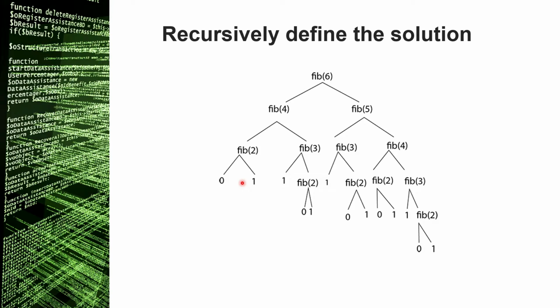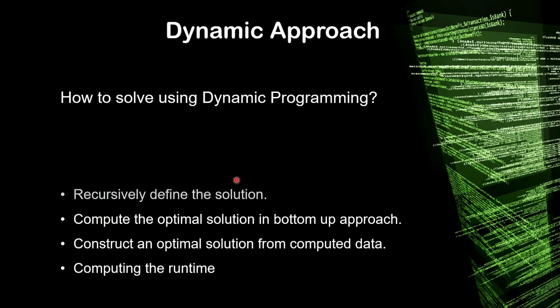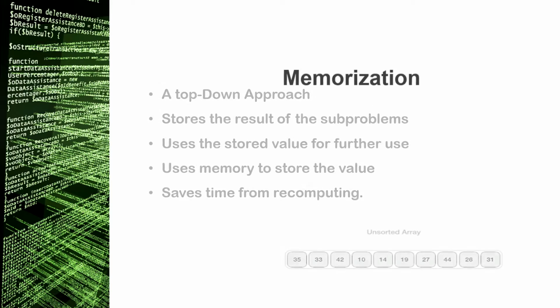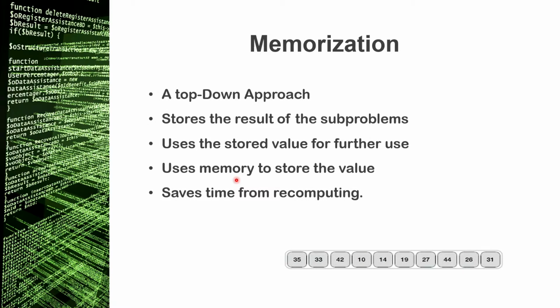Now we will use a technique called the memoization technique to get our optimal solution for the sub-problems. So what is the memoization technique in dynamic programming? It's a top-down approach to solve any overlapping problem, where it stores the result of the sub-problems to use the value for further use in other sub-problems.